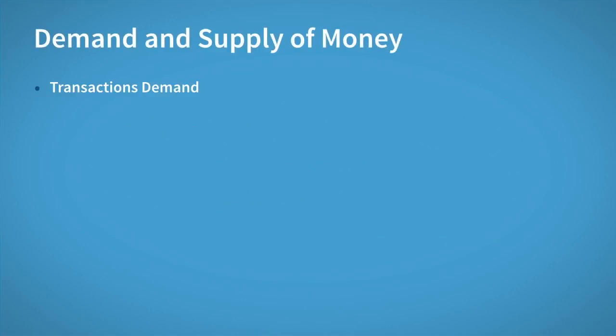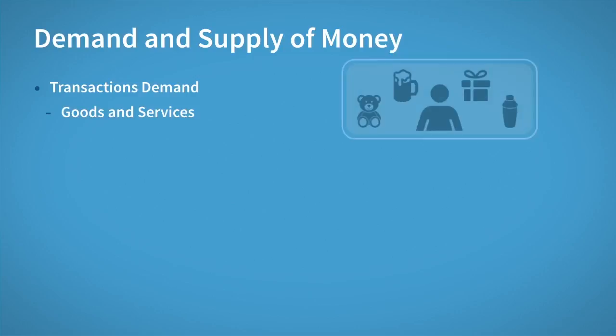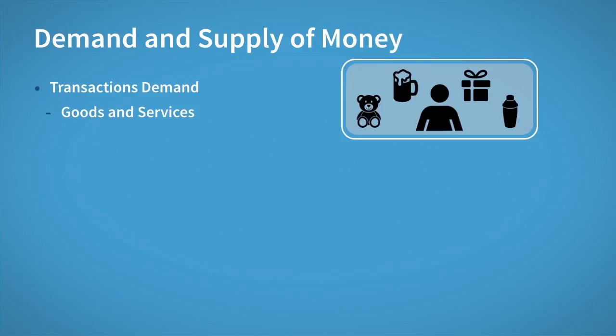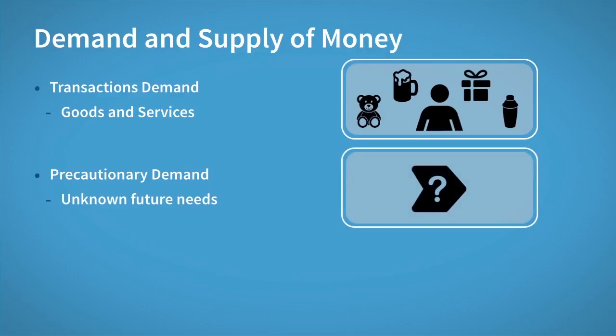Let's start by looking at the various types of demand and supply of money. First, we have transactions demand, which is a demand for money which people need to buy goods and services. This demand for money increases when the economy is expanding and GDP is rising. Next, we have precautionary demand, which is money that people want to hold for any unknown future needs. For very large companies, there will be a more significant need for this kind of money. Just the same as with transaction demand, this also rises alongside GDP.